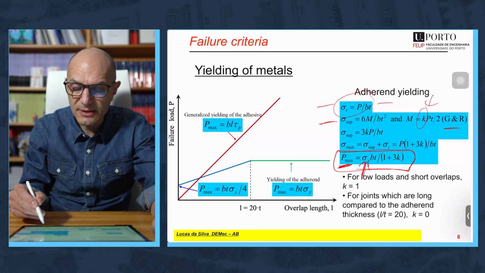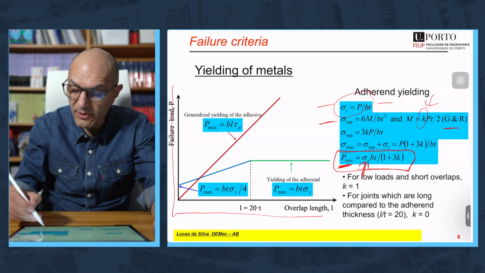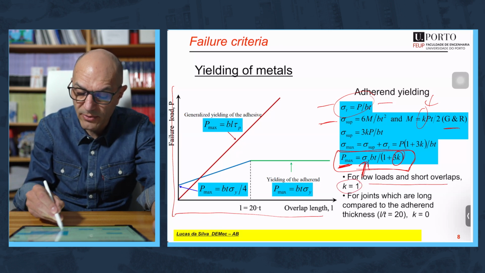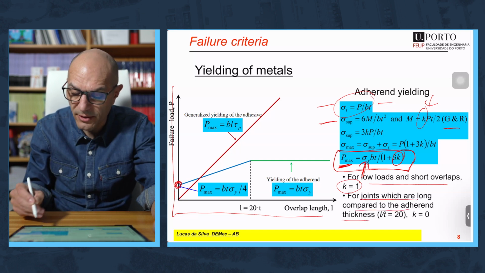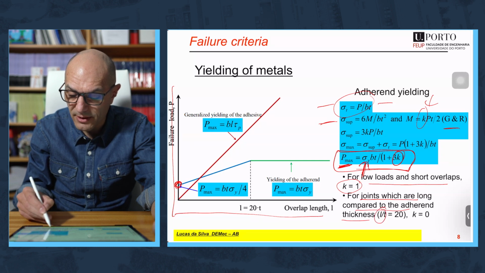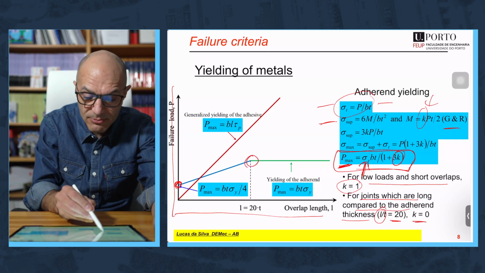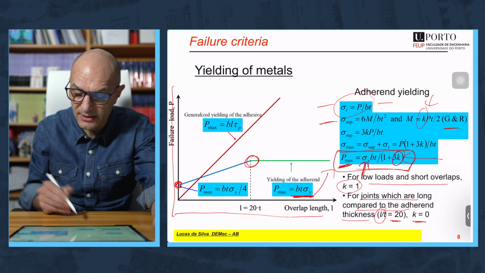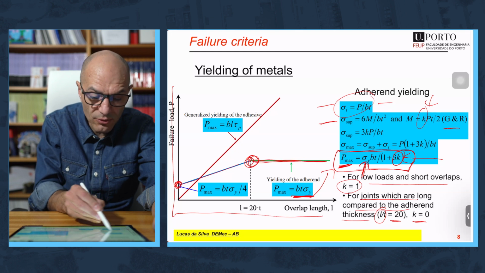Okay, so let's represent this in a graph where we have the failure load versus the overlap. For K, we can simplify and we can say that for low loads and short overlaps, K equals 1, and we are at this point here. For joints which are long compared to adherend thickness, typically a relation of overlap divided by thickness equal to 20, we can assume that K tends to 0. And then we are at this point here. And this is this equation simplified when K equals 0. So from this point, we have this horizontal line. In between the two, we can join the two points.